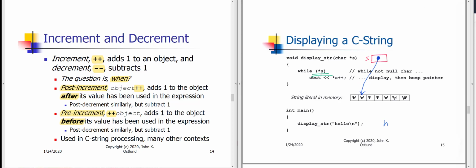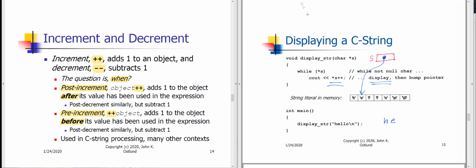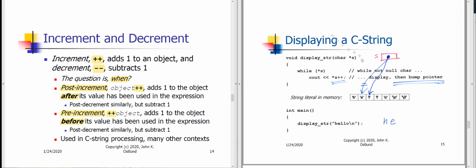Well, is *s still not equal to 0? Yes, *s is the little e, which is not 0. So we're going to drop into the body of the while loop. We're going to display the value of *s, so that's going to display the e. And then we're going to bump the pointer to point to the first L.